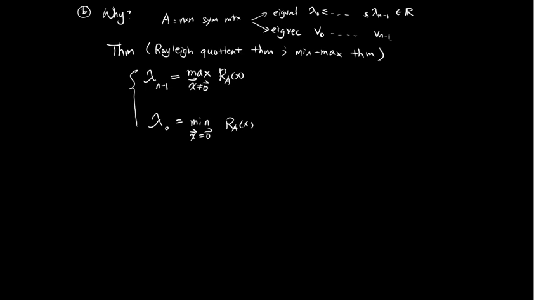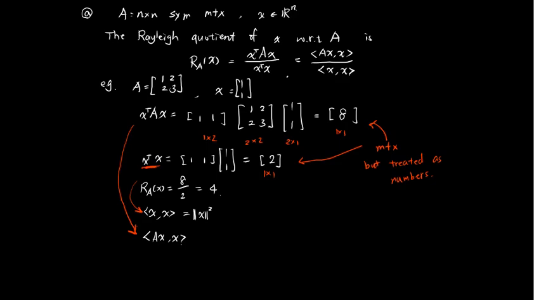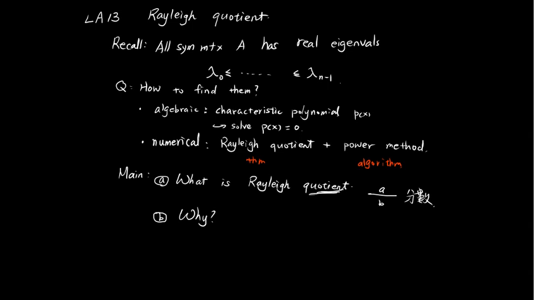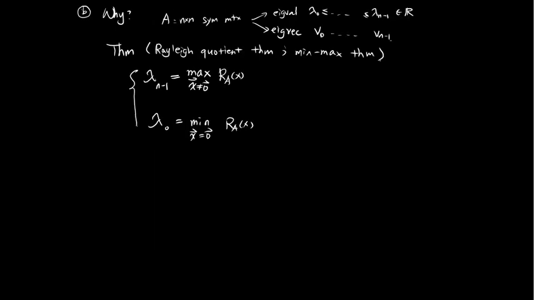So by using this, you are able to get an idea about lambda 0 and lambda n minus 1. This is a bit different from what we learned before, because previously, if you solve the characteristic polynomial, like here, then you will get all the solutions at the same time. You don't prefer a particular one. But in this case, we prefer the largest one and the smallest one, and it can help us to understand the matrix a bit better.